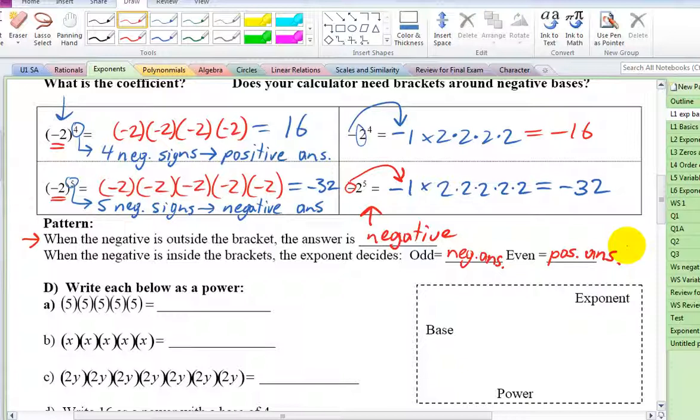Yep. But for the first one, it's positive 16, not negative 16. And that's because we had an even exponent, so we need a positive answer. Right here. So four negative signs, positive answer. 5, which is odd, negative answer.